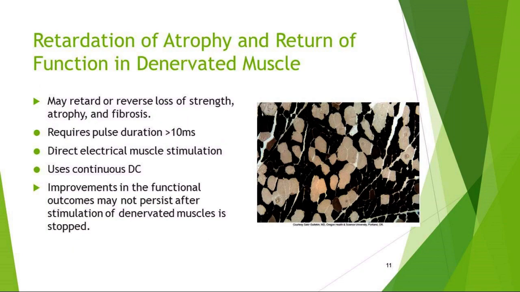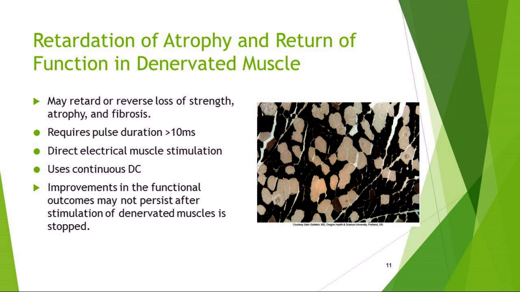So, here's why we want to do it. By electrically stimulating the muscle directly, it may retard or reverse loss of strength, atrophy, and fibrosis in the muscle. This picture is from the book, and it shows muscle fibers. The black areas are muscle fibers that have atrophied and died off, basically, and developed fibrosis in place of the functional muscle fiber, so that muscle's not going to be as strong. For denervated muscle, we need a long pulse duration and direct electrical muscle stim.